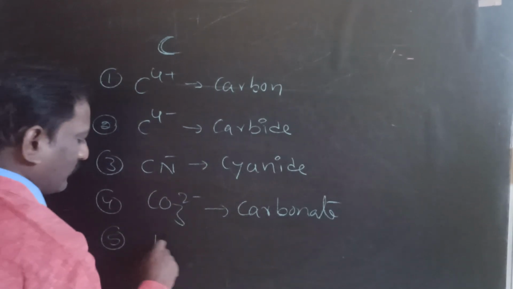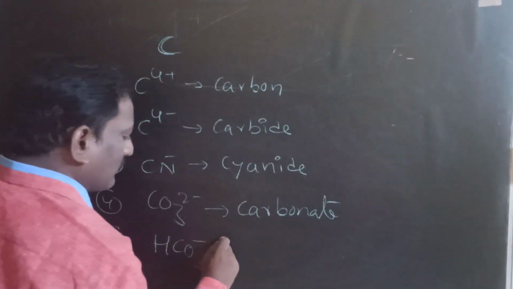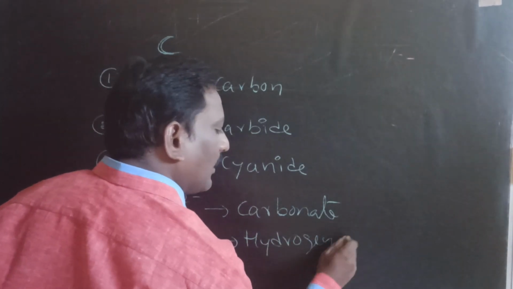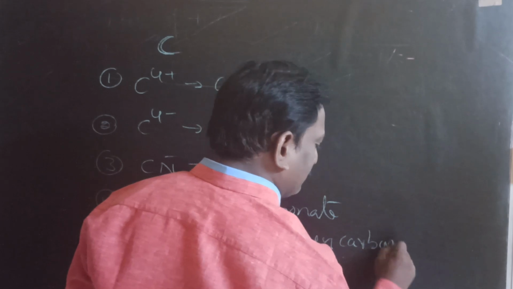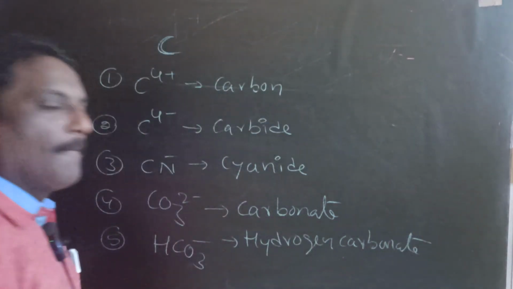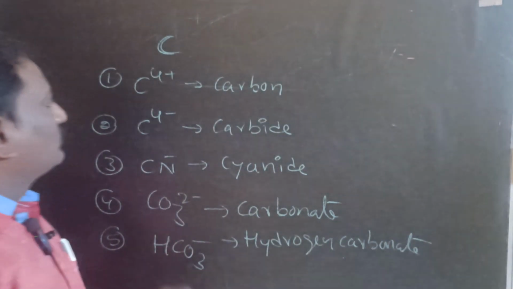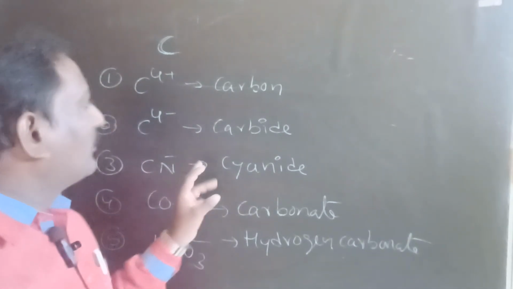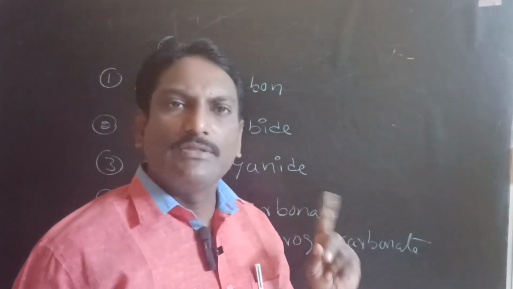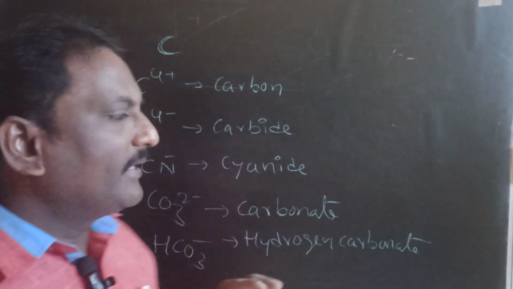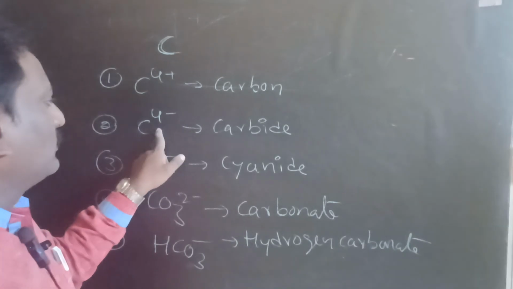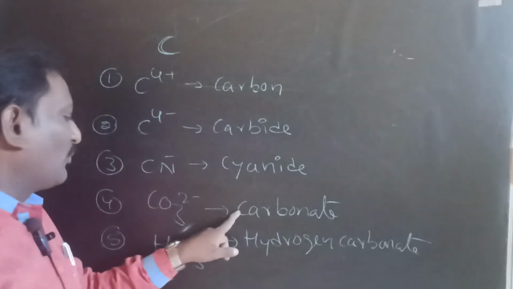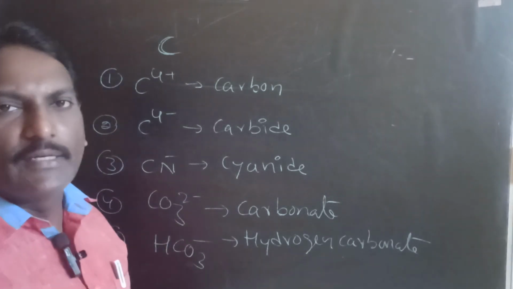Fifth one, HCO3 minus, hydrogen carbonate, also called bicarbonate ion. So these are the ions consisting of carbon: C4 plus ion, C4 minus ion, carbon ion, carbide ion, cyanide ion, carbonate ion, hydrogen carbonate ion.